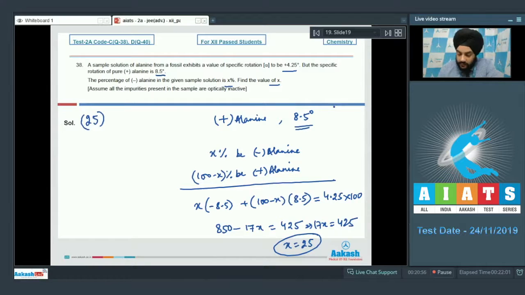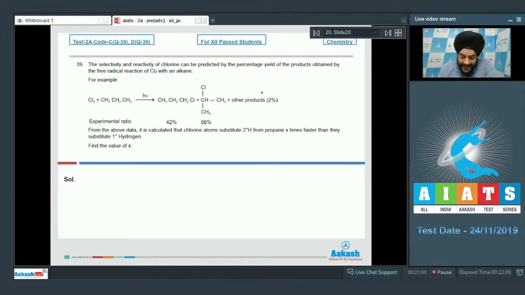Let us look at the next question now. Question number 39. The selectivity and reactivity of chlorine can be predicted by the percentage yield of the products obtained by the free radical reaction of Cl2 with an alkane. For example, we have propane. Propane is allowed to react with chlorine in the presence of sunlight to give us a mixture of compounds.